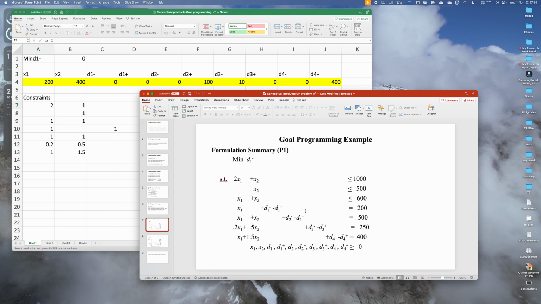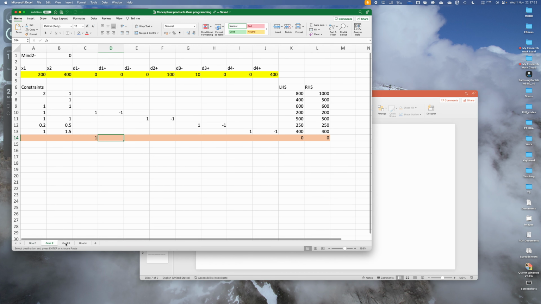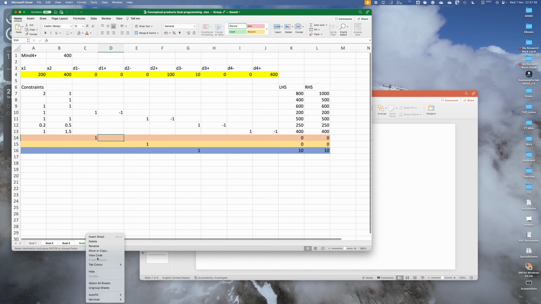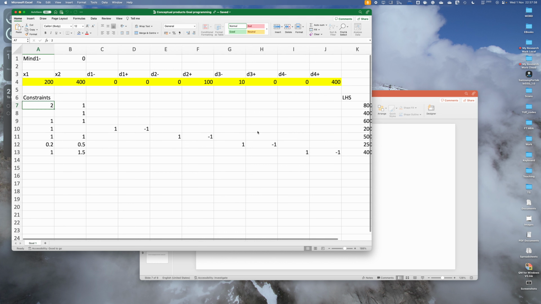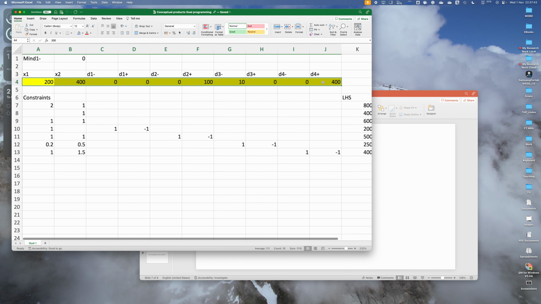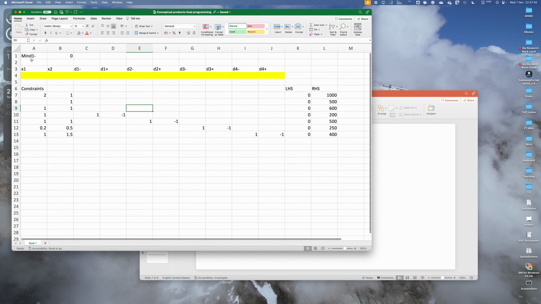Now we can use Excel as well as QM for Windows. Now I'm going to show it first on Excel. For demonstration purposes, I'm just going to delete all the existing sheets here. Okay, so as you know, when we solve for the first goal, I have already created the template here.